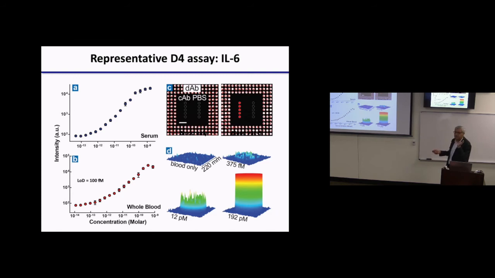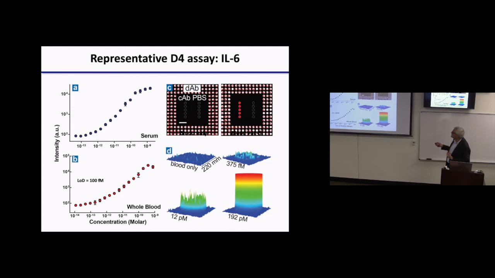So you go from buffer to serum, you lose sensitivity by a factor of 5 or so, but from serum to blood, there's not much of a loss, and we get a limit of detection of 100 femtomolar. This is the best assay we've ever built, the best point of care assay, because these are the best antibodies you can get. IL-6 happens to be the best pair around that you get from R&D Systems.